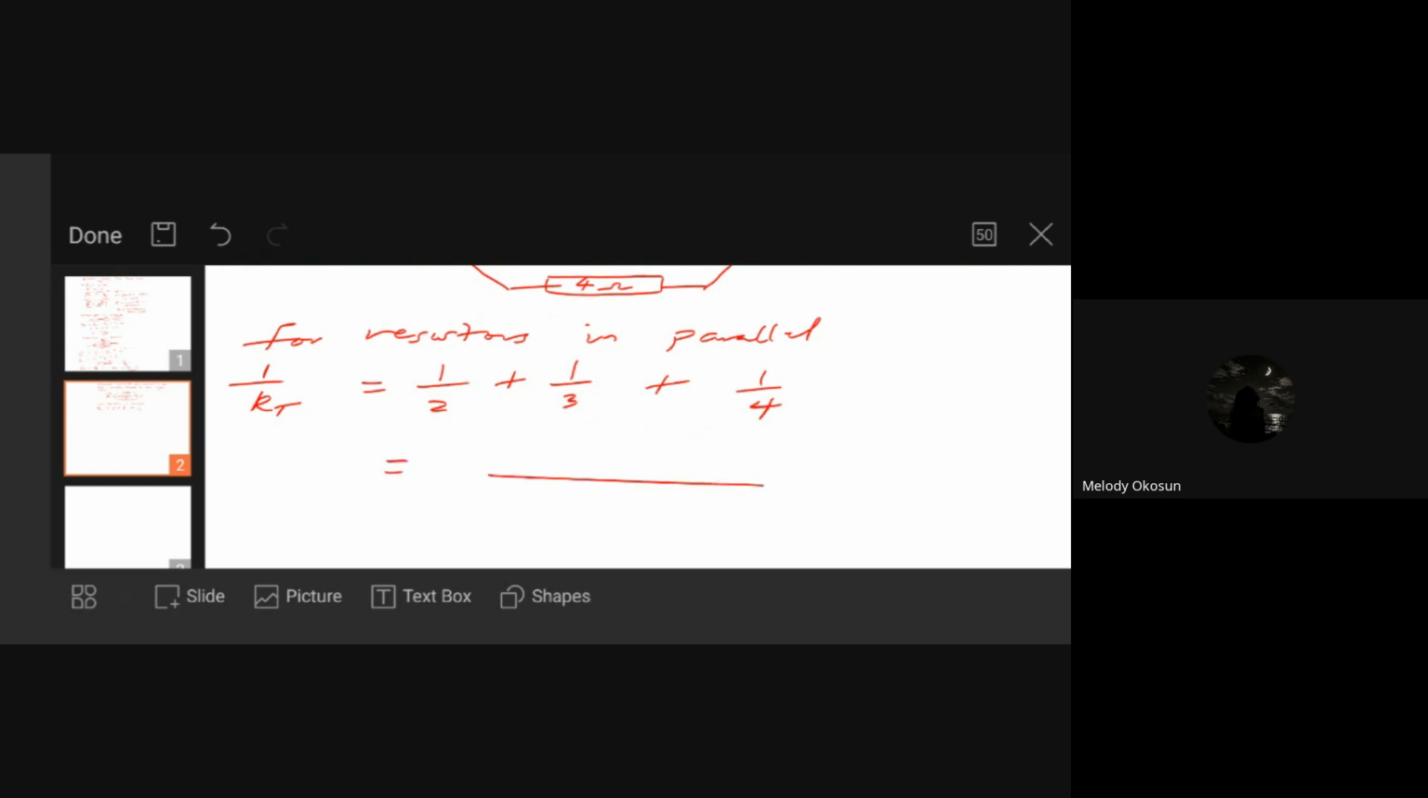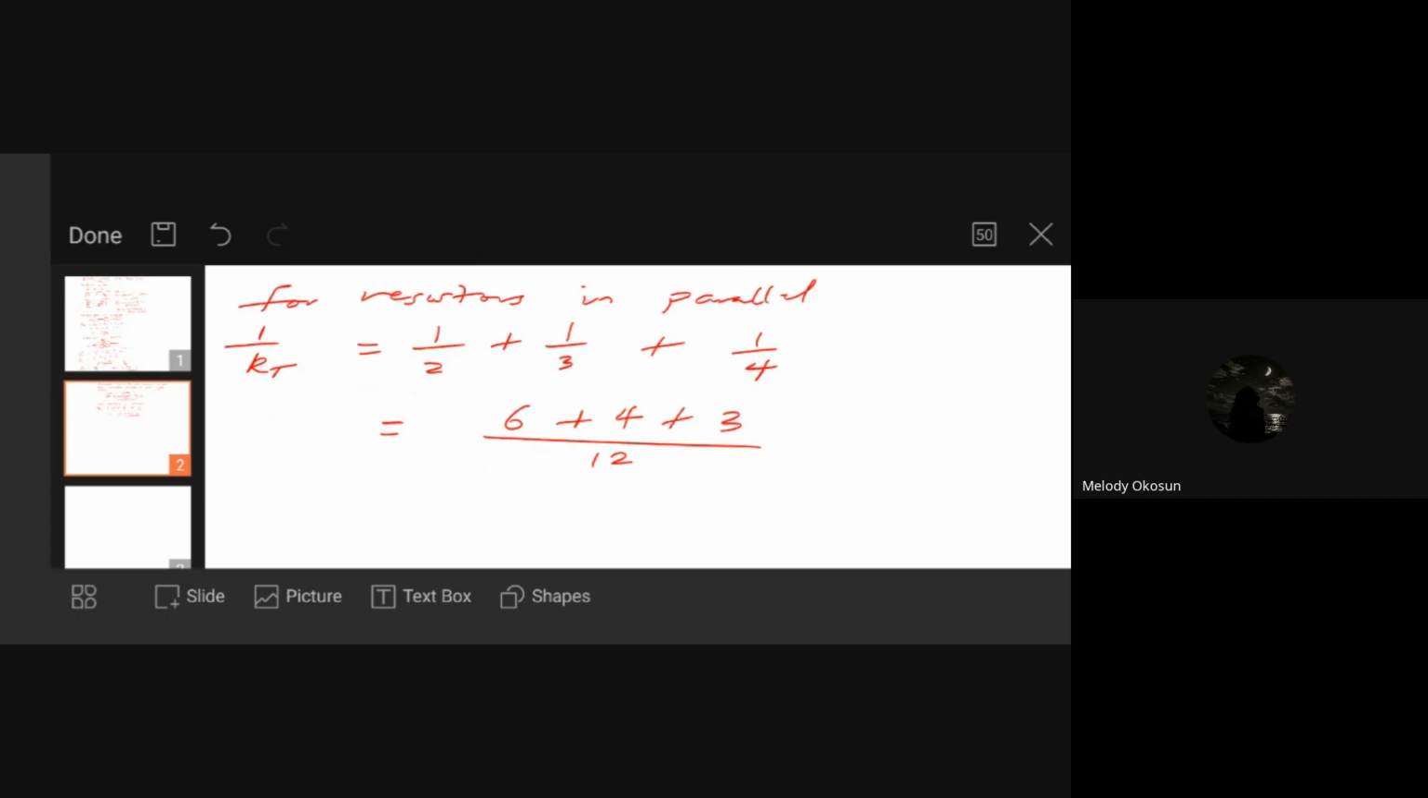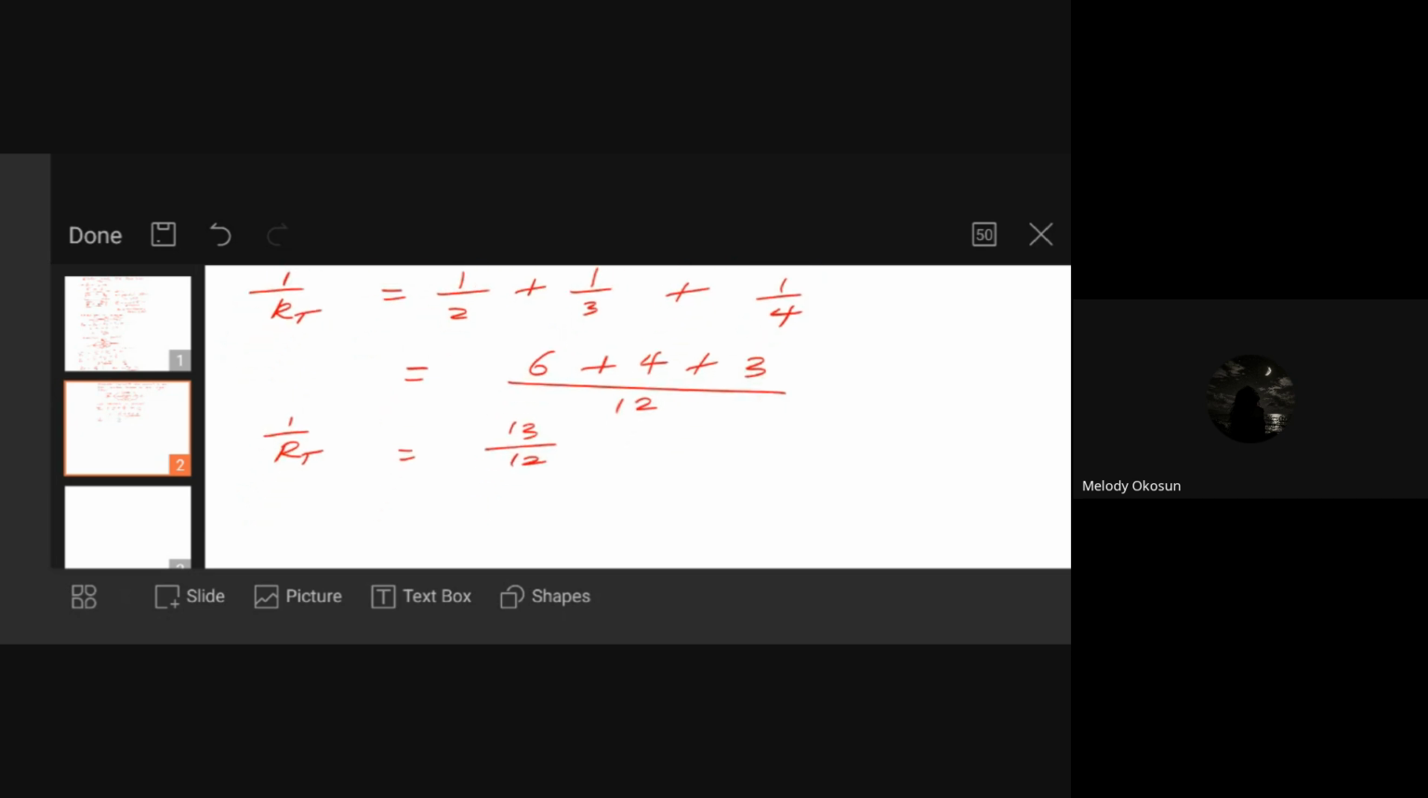So the LCM of 2, 3, 4 is 12. 12 into 2 is 6, and 6 times 1 will give us 6. 12 into 3 is 4, 4 times 1 will give us 4. 12 into 4 is 3, and 3 times 1 will give us 3. So everything here becomes 1 over RT is equal to 13 over 12. If I take the inverse, my RT, which is the total resistance, becomes the inverse of 13 over 12, which is 12 over 13 ohms.